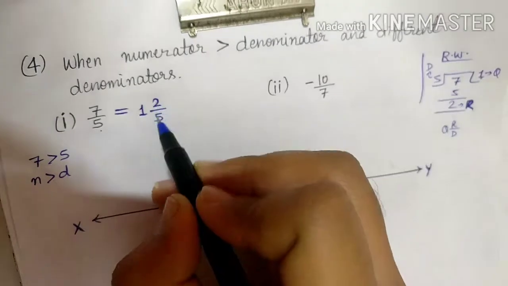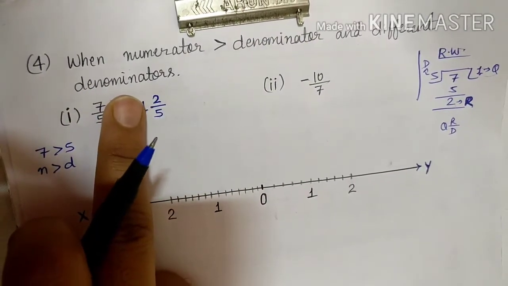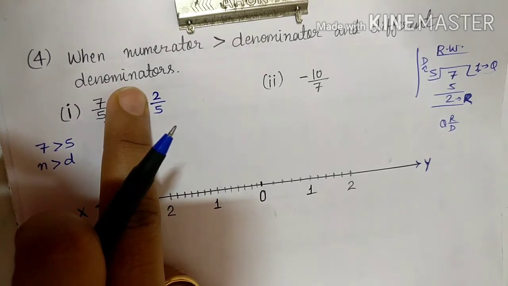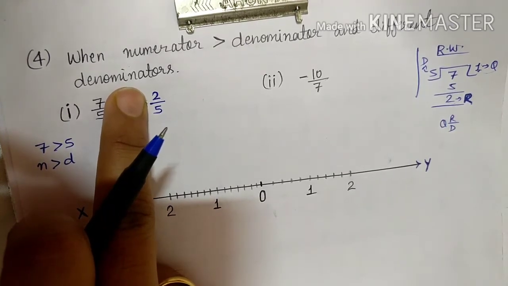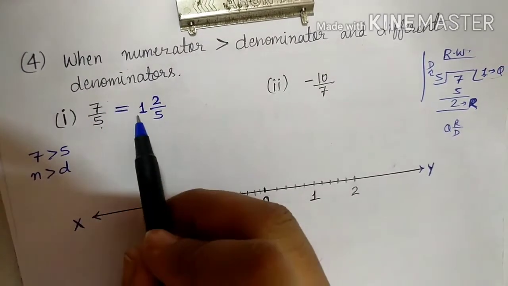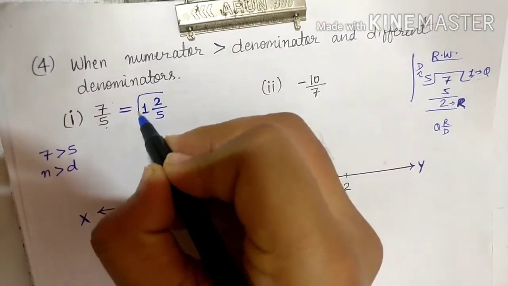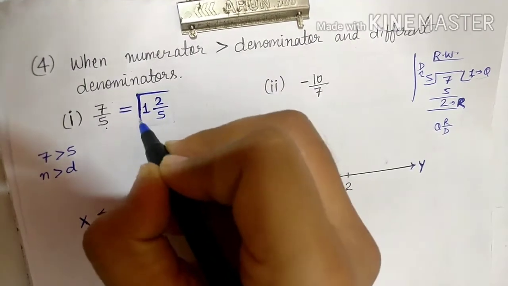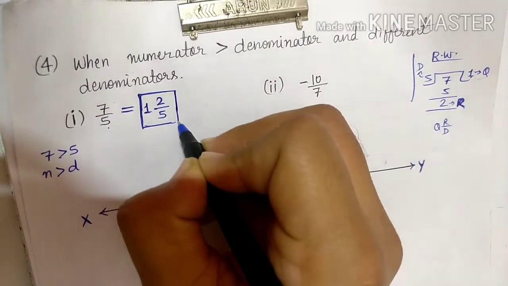But now as you can see 2 upon 5. If you hide this whole number, it becomes 2 upon 5, which is a proper fraction. Now the numerator is less than the denominator. So 5 ones are 5 plus 2 is 7. So it becomes this now: 1 whole 2 by 5. Okay, 1 whole 2 by 5.